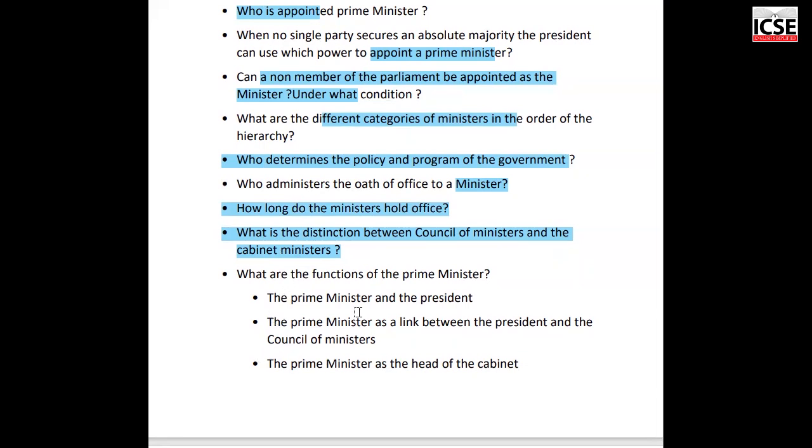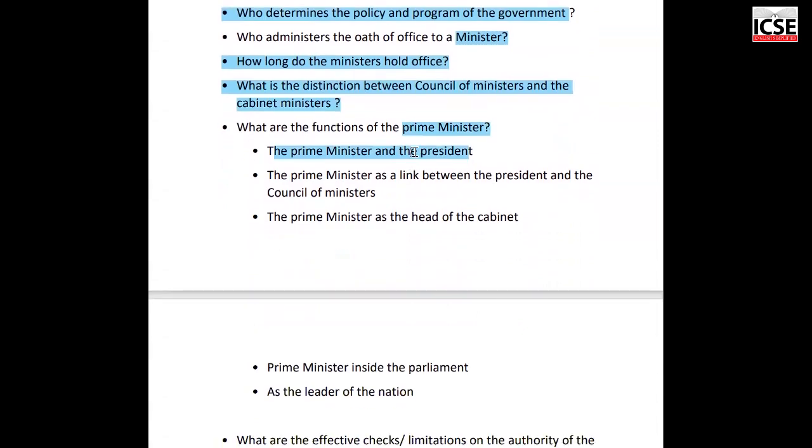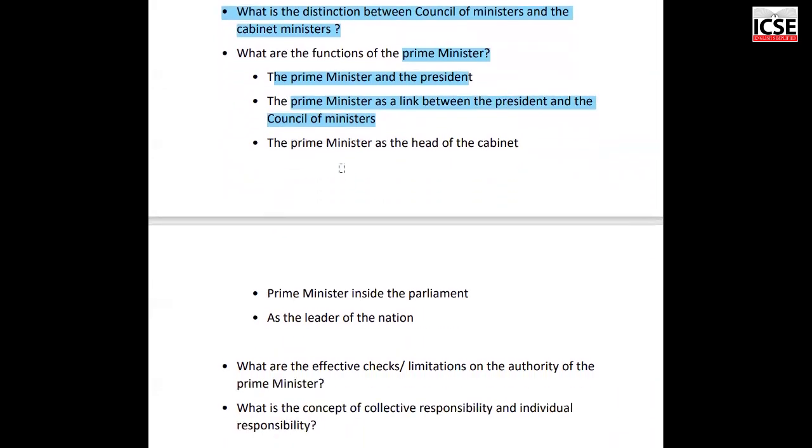Then in the book, very important, there is the heading about the prime minister, his position and his powers. So over there are 4 headings which you should know very well. The prime minister and his role in connection with the president, the first 4 points. Then the prime minister as a link between the president and council of ministers. Again, there are 3 clear points in your book. The prime minister as the head of the cabinet, or the prime minister as the keystone of the cabinet arch. Again, there are very clear points.